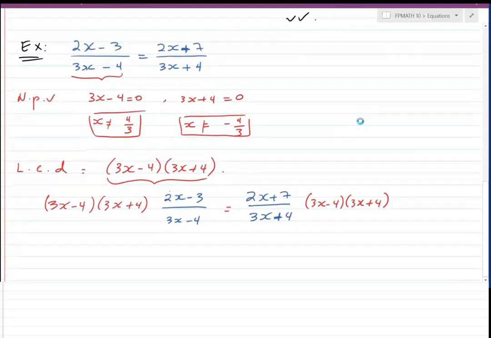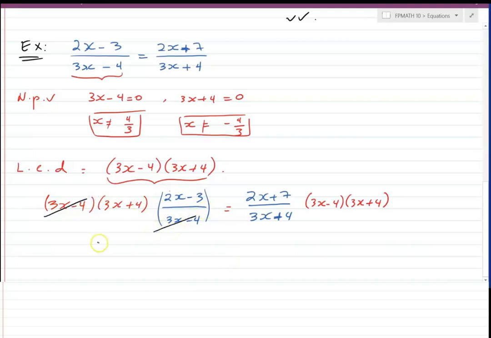Okay, and once you do this, you will get set up like that. And by doing this, now you can go and simplify. So 3x minus 4 divided by the denominator. On the left hand side you get 2x minus 3, and on the other side the 3x plus 4 and 3x plus 4 actually divide, and you get 2x plus 7 and 3x minus 4.